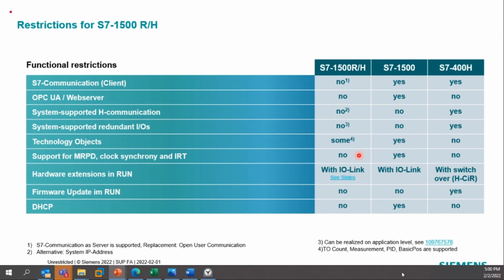Hardware extension in run mode is not possible, but with IO-Link this is true for 1500 R and H also. You can use this during hardware configuration in run mode for IO-Link, not for the normal IOs. Firmware update in run mode is also not possible, and DHCP is not possible.